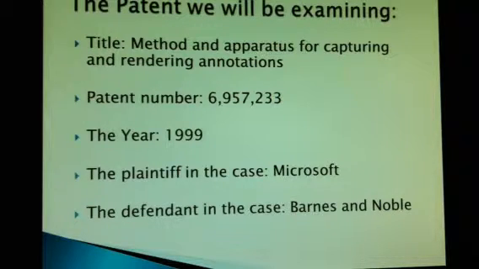Just as a refresher, the patent title is Method and Apparatus for Capturing and Rendering Annotations. The plaintiff, the company who filed for the infringement, was Microsoft, who has the patent, and the people they're suing is Barnes and Noble.